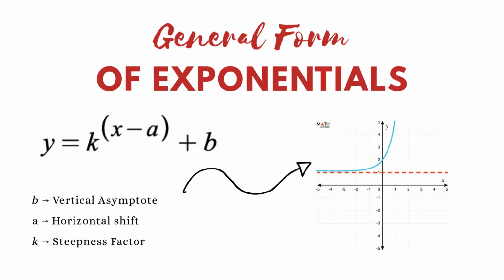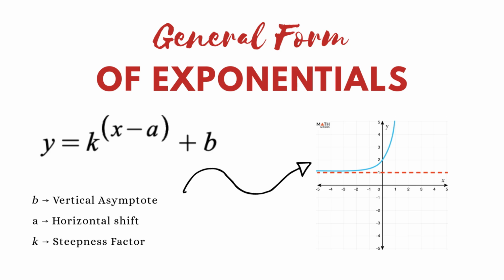So here's the general form of exponentials. y is equal to k to the power of x minus a, plus b. Now over here, b is a new thing because we haven't seen something called an asymptote before. An asymptote is basically a line which the graph is approaching but can never meet. In the picture, you can see there is a line and the graph is never going to go beyond that line. That is y equal to 1 in this example, and the graph is never going to go beyond y equal to 1. It's never even going to touch that line. So that is the asymptote.